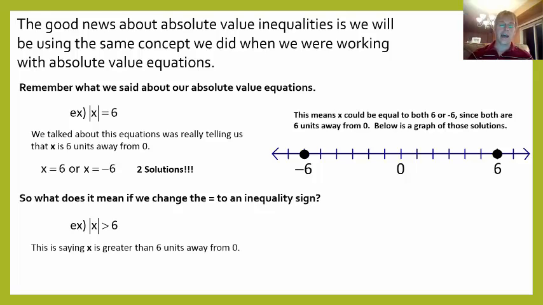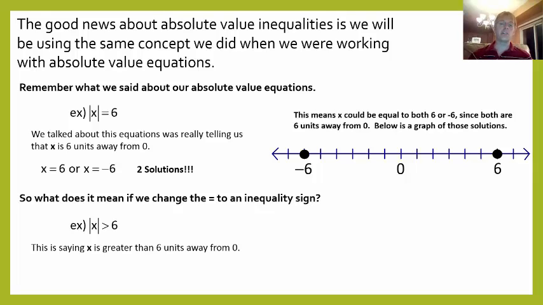When we see that the absolute value of x is greater than 6, what that's really saying is x is greater than 6 units away from 0. Another way to say it is x is more than 6 units away from 0. Well, think of a number that's more than 6 units away from 0. We might think 7, or 8, or 9, or 10, and those are correct. Those are all numbers that are more than 6 units away from 0.